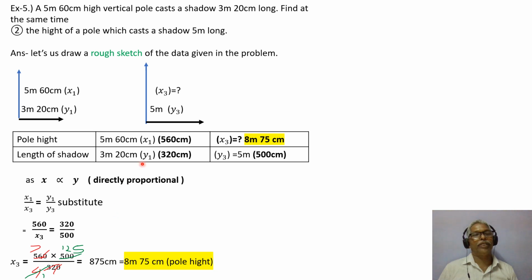Substitute. Now it is very easy. You know x1, you know y1 and y3, and you have to find out x3. So this is kept as it is. Now after cross multiplication, 560 into 500 will go up, and this will come down. So we have done it here. After solving this, you get 875 centimeters, that is 8 meters and 75 centimeters, the pole height. Okay, this is a very simple one.